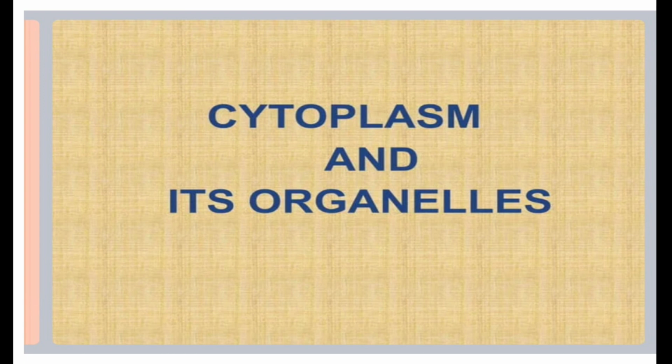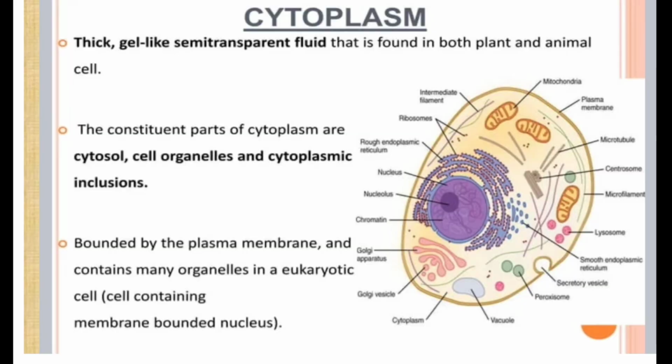So it is the floor, like the floor of the house where we are walking, and we are making the rooms and keeping all the things. It is the base of the cell, and the constituent parts of cytoplasm are cytosol, cell organelles, and cytoplasmic inclusions. It is the same as building floors, where there are many structures and we are making the rooms, furniture and all. Whatever is there, they are the cytosol, cell organelles, and cytoplasmic inclusions.